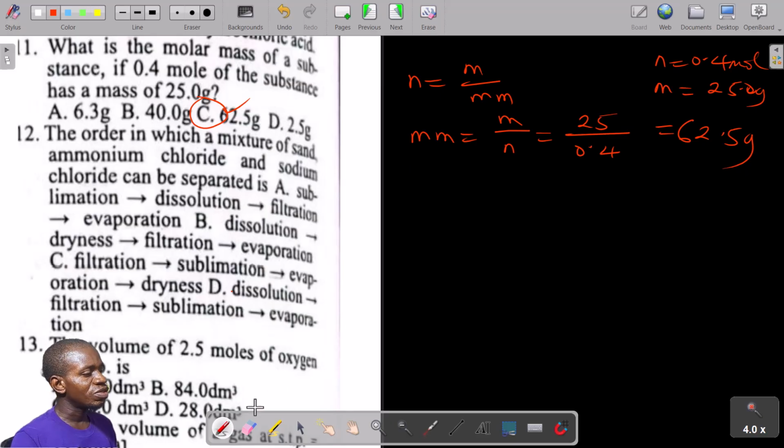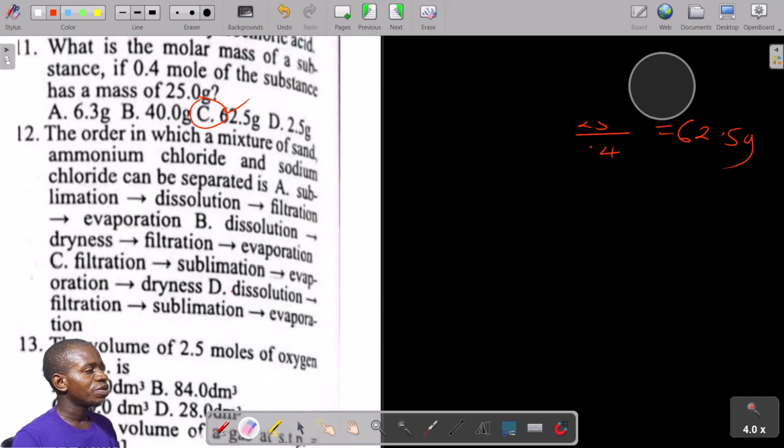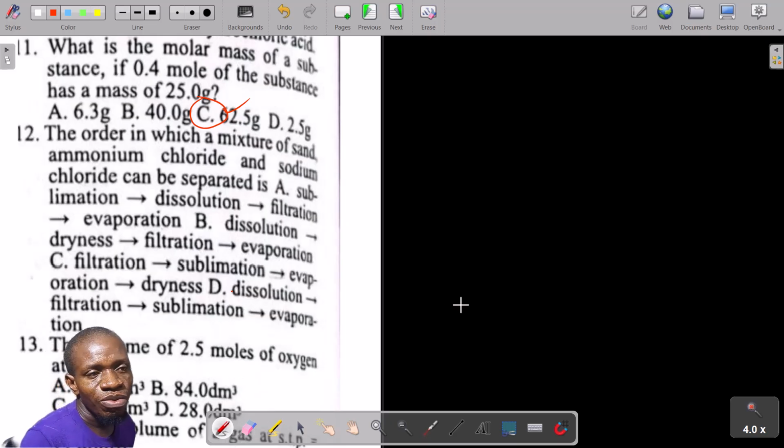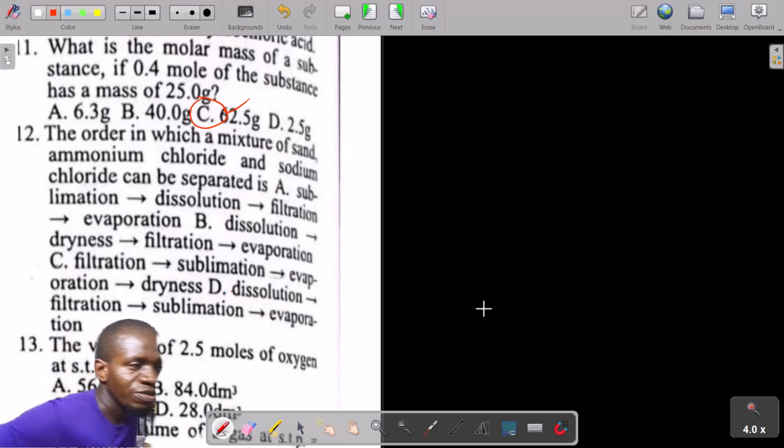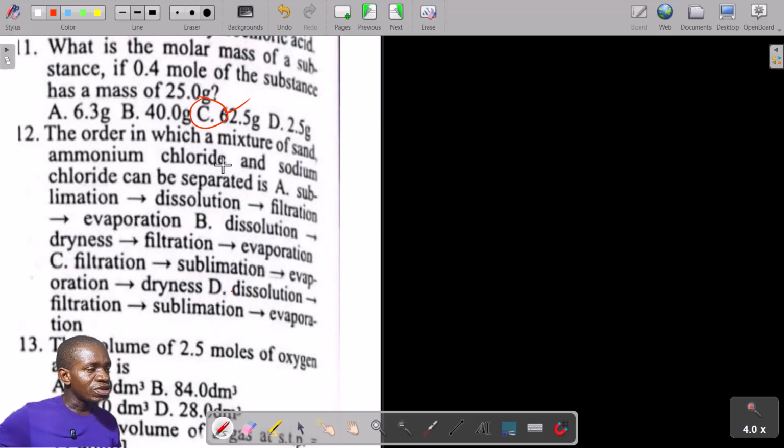Okay, so let's look at question number 12. Question number 12, quick one. What do we have for question number 12? The question says, the order in which a mixture of sand, which you know is insoluble in water, ammonium chloride, which you know can sublime, and sodium chloride, which is soluble in water, can be separated is, what method can we use to separate it? It's very simple. The answer to this question is going to be what?